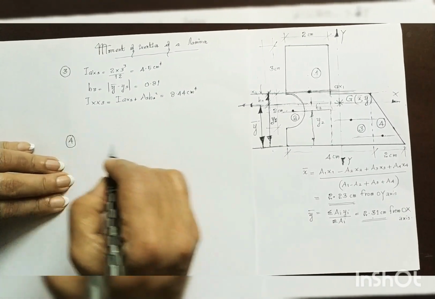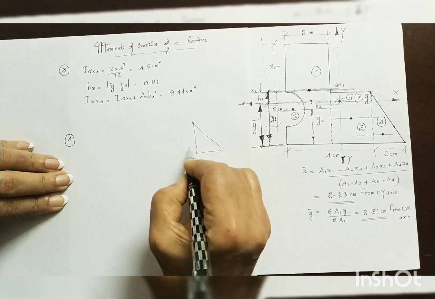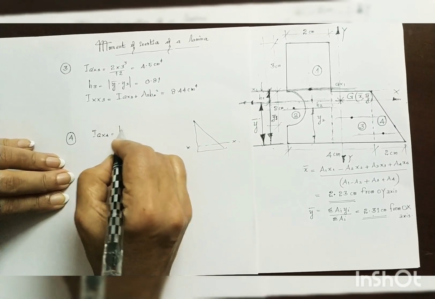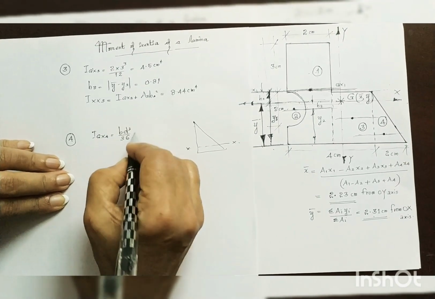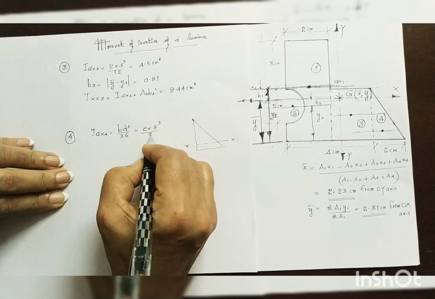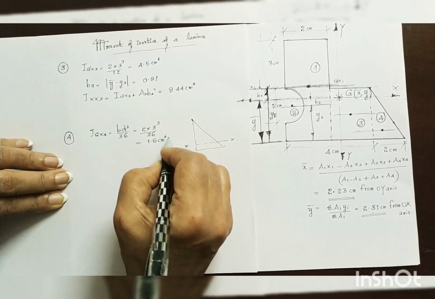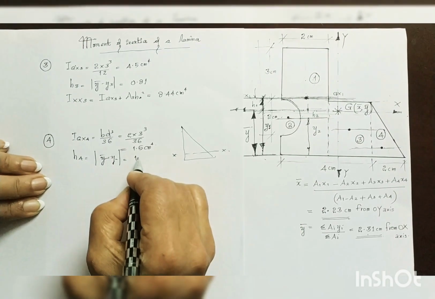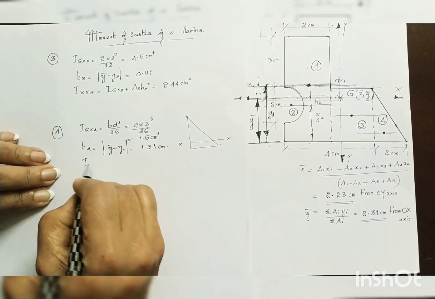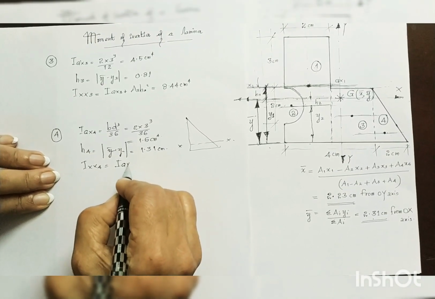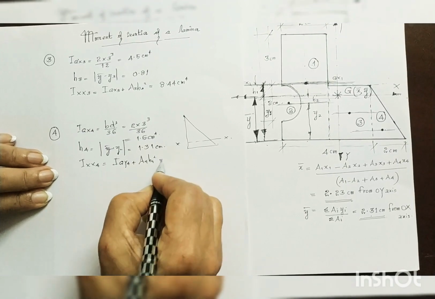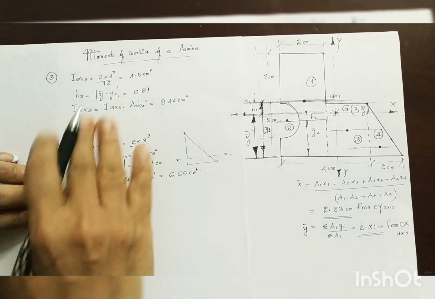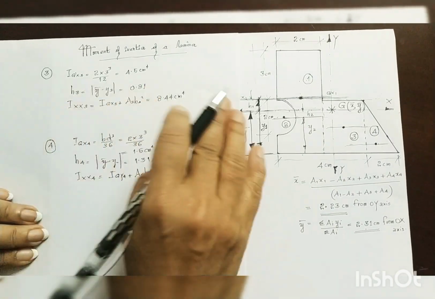And for the fourth figure, it's a right triangle. So this was the centroidal x-axis, and the moment of inertia about the centroidal x-axis, Igx4 is BD cube by 36 is equal to 2 into 3 cube by 36 is equal to 1.5 square centimeter, and H4 is absolute value of y bar minus y4 is equal to 1.31 centimeter, and then you find Ixx4 is Igx4 plus A4H4 square is equal to 6.65 centimeter raised to 4.